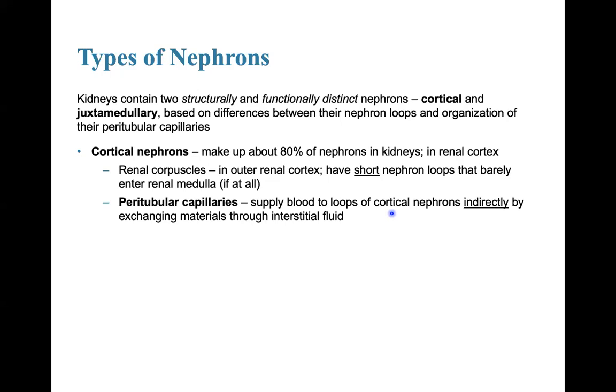The renal corpuscles are located in the outer renal cortex, and they have short nephron loops that barely enter into the renal medulla, if at all. You also have the peritubular capillaries, which surround this tubule network. The reason for those peritubular capillaries is that as blood is flowing back, you can put things back into the blood through these capillaries and continue to remove things from the blood that the body wants to remove through this whole process.